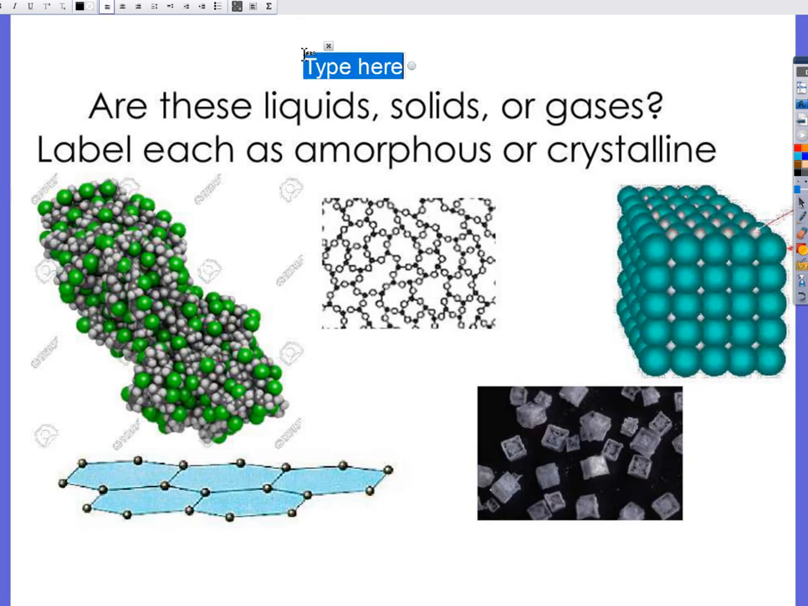All of these pictures are showing solids because the two types of solids are amorphous and crystalline. Amorphous means there is no pattern, which is why the first one is amorphous. There is no pattern between the green and the gray atoms. The second one is also amorphous. That's melting glass. There's no pattern that you can find in that picture.